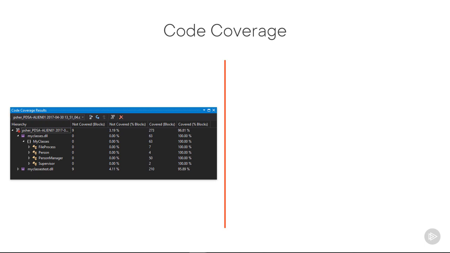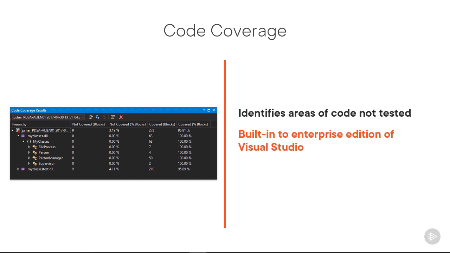Code coverage is a neat tool that allows you to identify areas of the code that you have not yet tested. So it can actually look into your code, look into your unit tests, and figure out where you might be missing a test for a specific area of your code. Code coverage is built into the Enterprise Edition of Visual Studio, not the Community or the Professional Edition. So that is something that you would have to upgrade to in order to use.